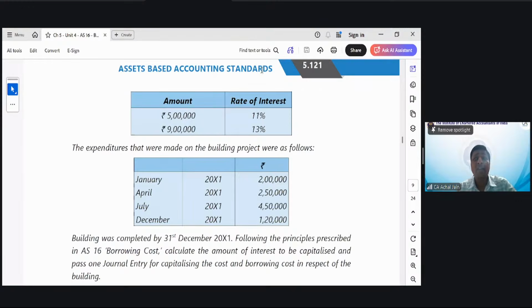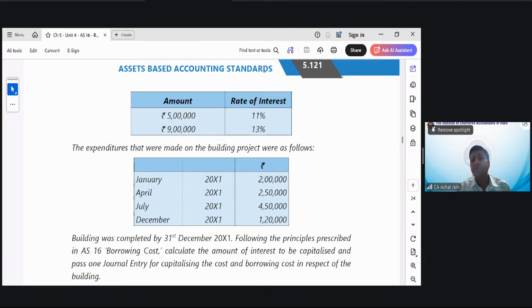On this building, the total amount that is spent, can we say that the specific borrowing is enough to meet this expenditure? Answer is no. So therefore, where does this money come from for the construction of the building? General borrowings. See, if the specific borrowing was enough, then our calculation of interest to be capitalized on this building would have been very simple.